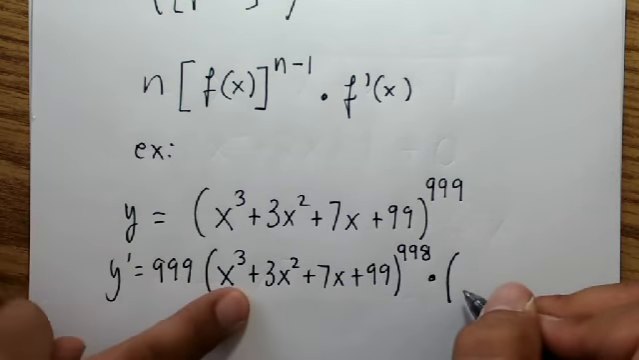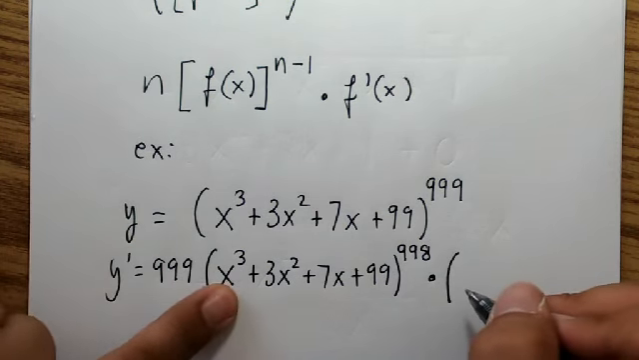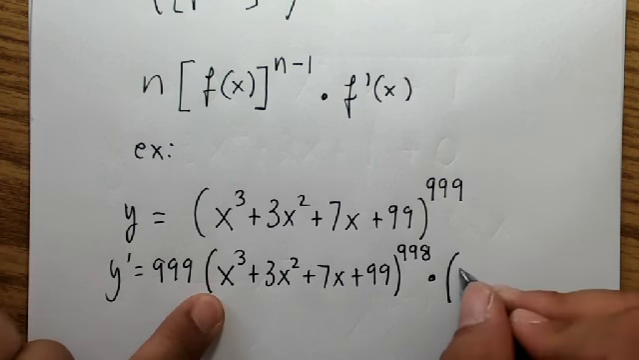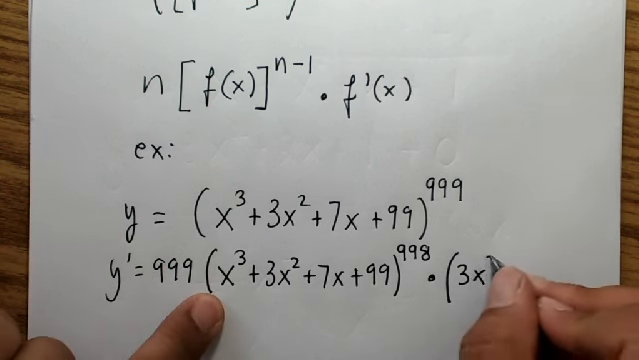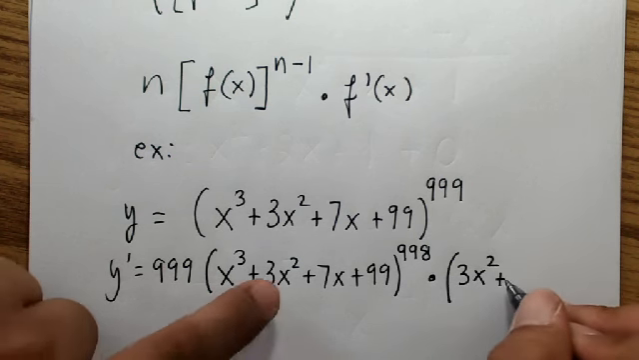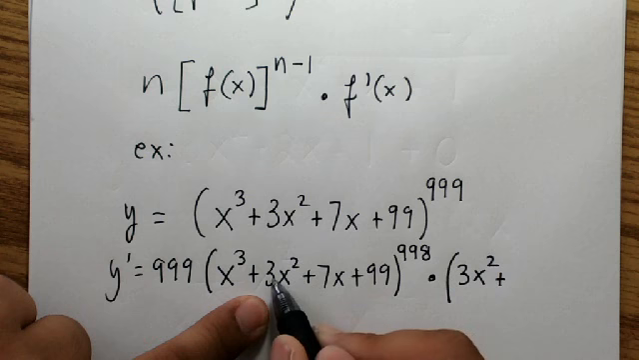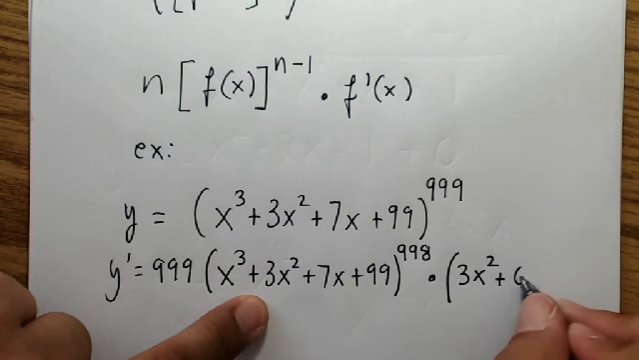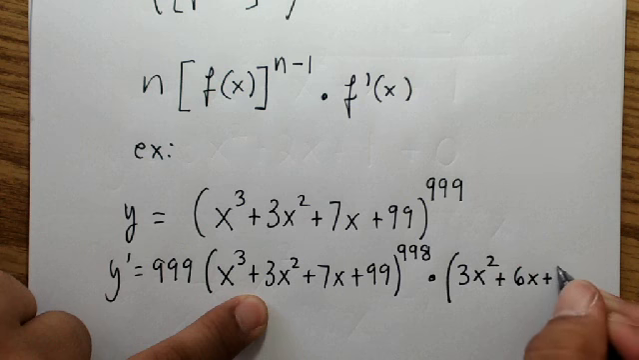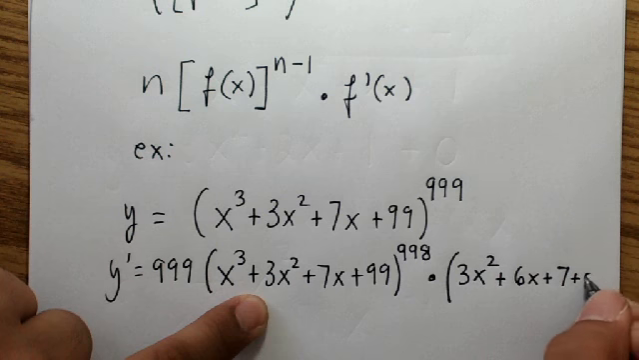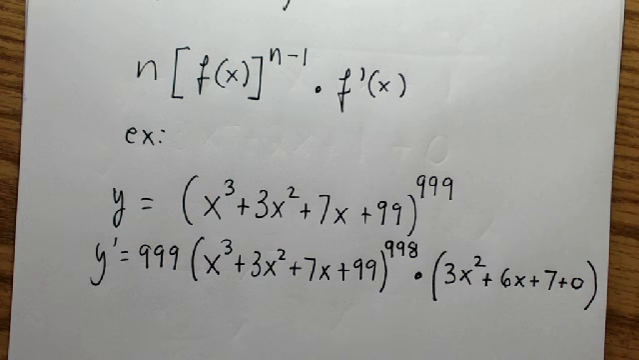Then we multiply. What do we multiply by according to the rule? The derivative of the inside, right? What's the derivative of the inside? 3x squared plus 2 times 3, that would give us what? 6x plus what? 7. And plus the derivative of 99, which is just what? 0. I'm just going to leave it like that for right now. Does that make sense?